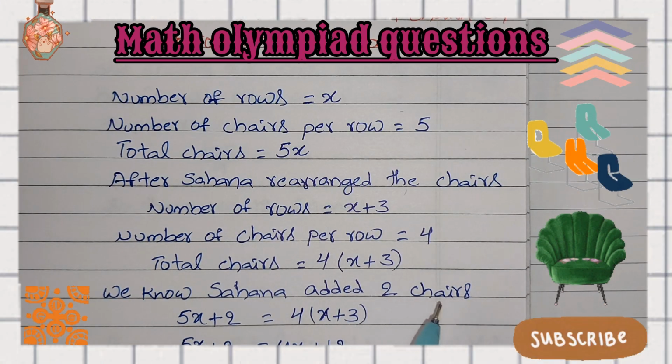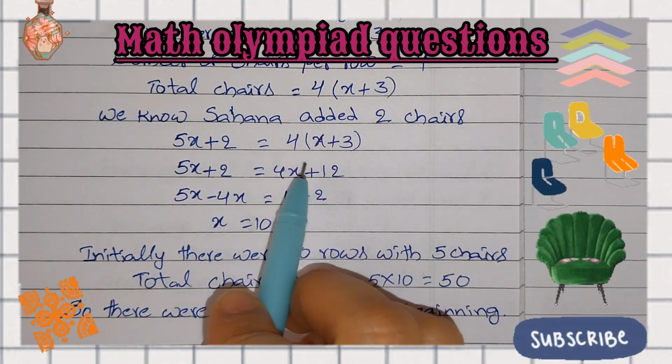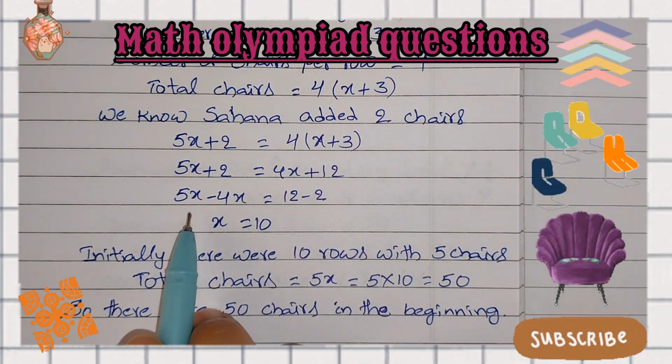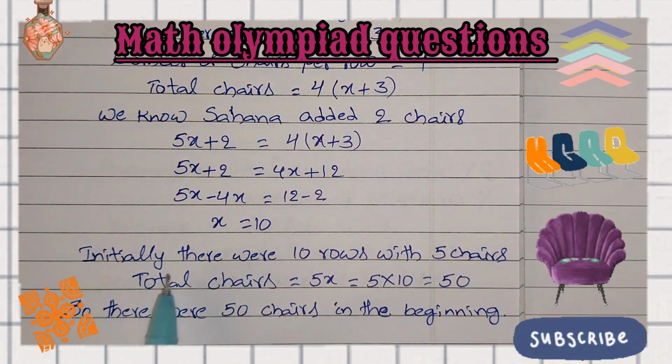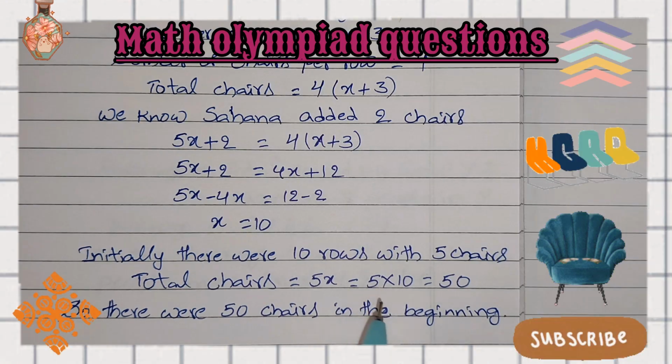We know Sahana added 2 chairs. So the equation is 5x plus 2 equals 4 of x plus 3. 5x plus 2 equals 4x plus 12. 5x minus 4x equals 12 minus 2, which is 10. x equals 10. Initially there were 10 rows with 5 chairs.